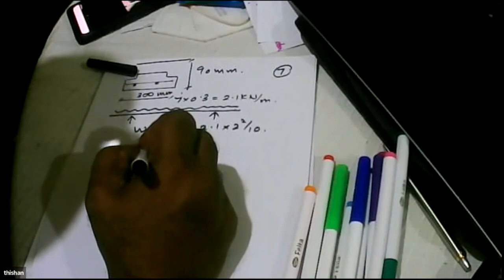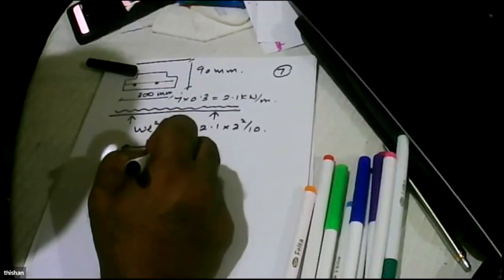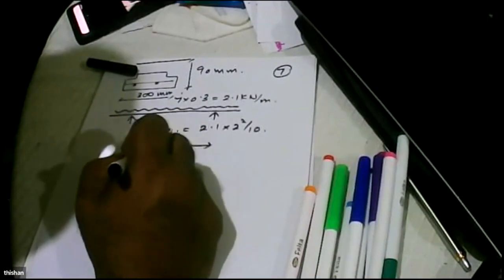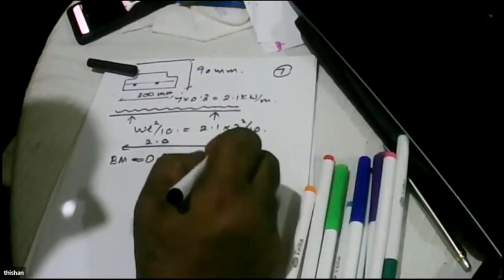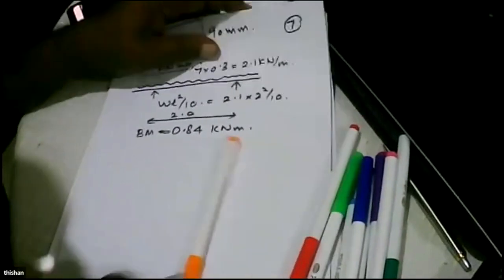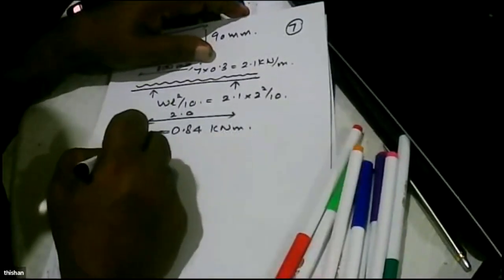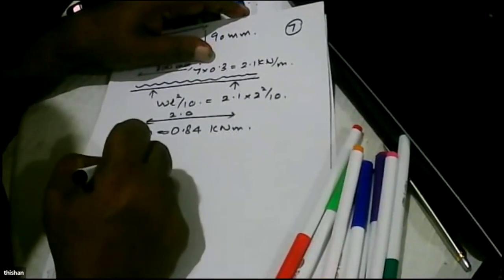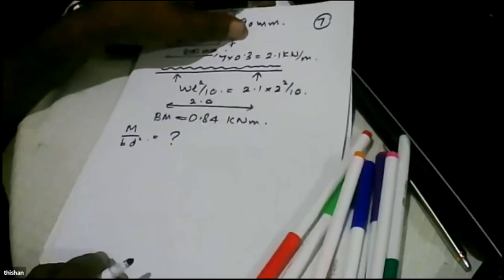2.1 into 0.4, yes, 0.84. Yes, 0.84. Bending moment is 0.84 kilonewton meters. Then how much reinforcement? I'm going to use the shortcut method, M over b d squared. Now we have an important question.